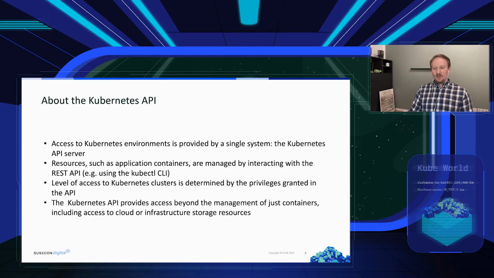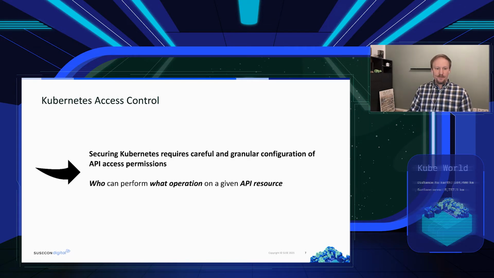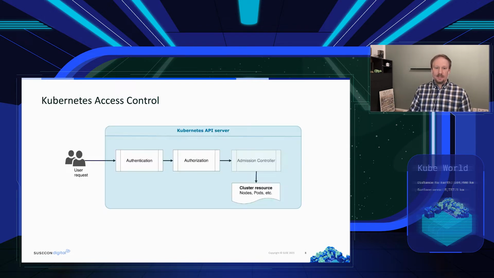What's also interesting to understand is that the Kubernetes API might not only grant access to the cluster itself, but also maybe to underlying infrastructure like a cloud provider, by means of the integration that Kubernetes has with cloud providers and other infrastructure providers. So if we want to secure Kubernetes, we really need to make sure that we carefully and granularly configure the API access permissions, meaning who can perform what operation on a given API resource. That's how we secure the access to our cluster.